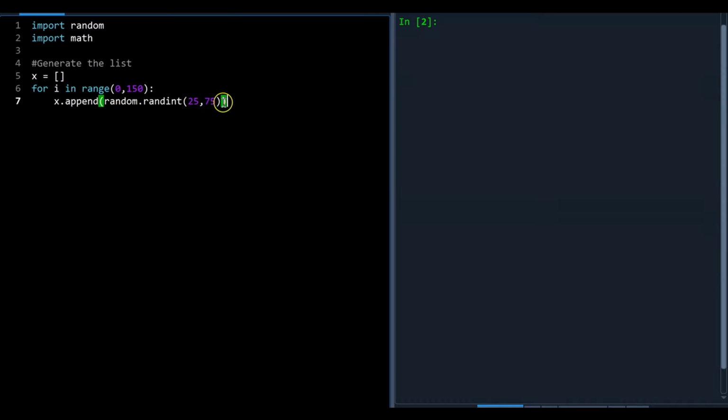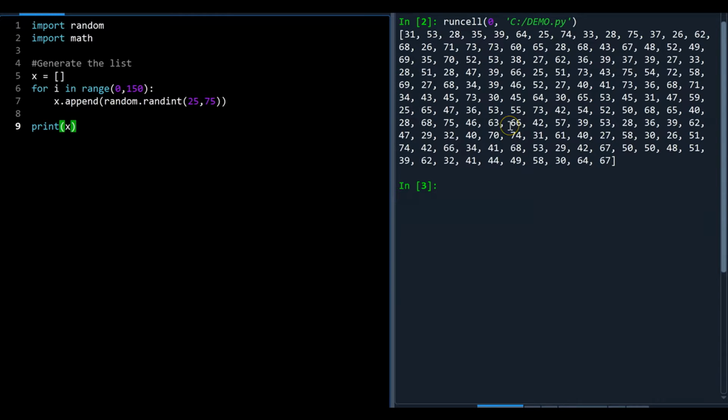So we generate the random number. I'm just doing it inside the append here and appending it to the blank list. We can check that right now. Okay, so there's our 150 random numbers in a list.